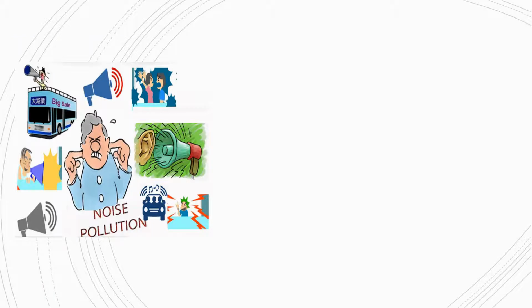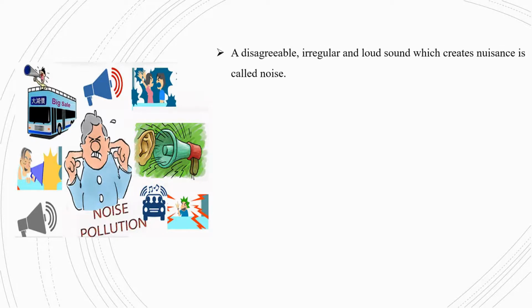Students, now let us understand about noise pollution. So before understanding noise pollution, let us see what is noise. A disagreeable, irregular, and loud sound which creates nuisance is called noise. Now, what is nuisance? Nuisance is a thing causing inconvenience or annoyance.